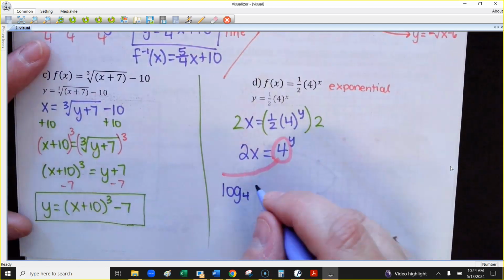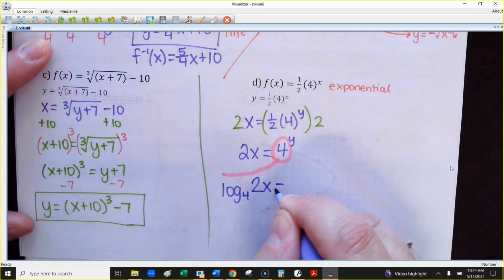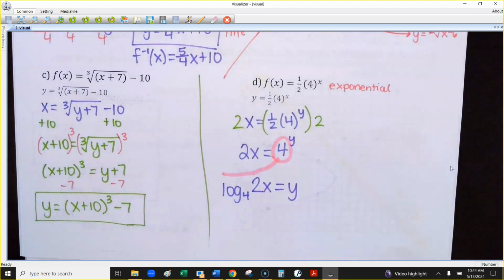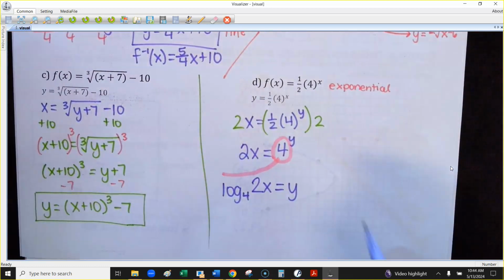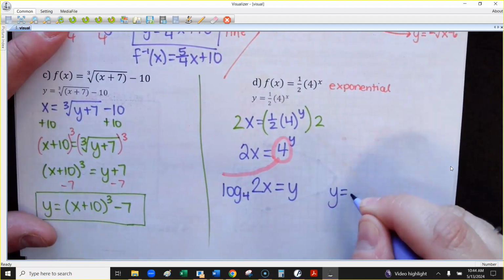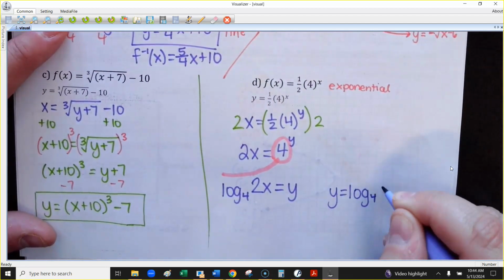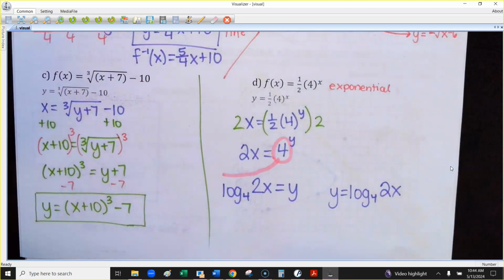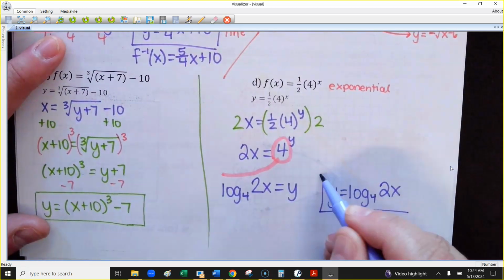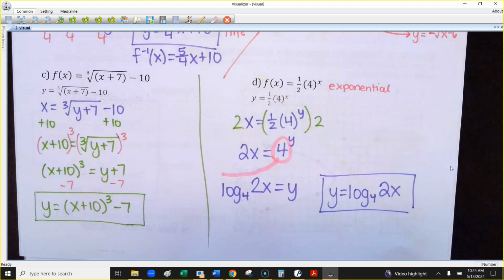You just keep the 2x right where it's at, and then the y would be down on the level with the rest of the equation. Now, probably if it was me, I would write the y first, but this would be the log base 4 of 2x, and that would actually be my inverse. So anytime you have an exponential, the inverse should have a log in it when you write the equation.